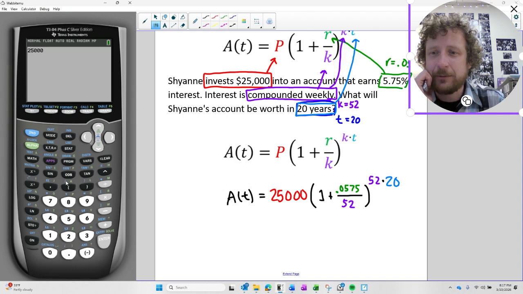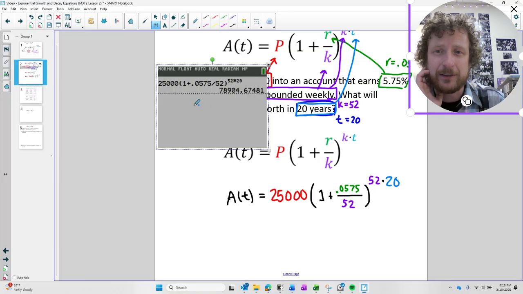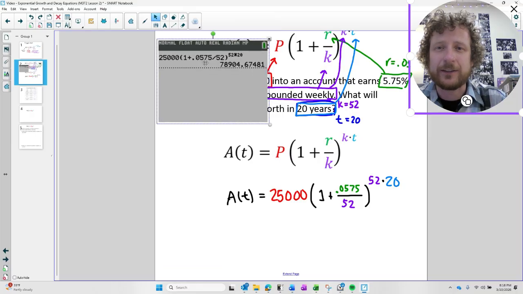25,000 parentheses 1 plus 0.0575 divided by, you don't have to do a fancy fraction if you don't want to, 52, I never do, to the 52 times 20. Right, exactly that way. My answer I get is $78,904.67 ish. I'm going to copy this on here so I can see it. Oops, sorry, bud. So that's what my calculator said.